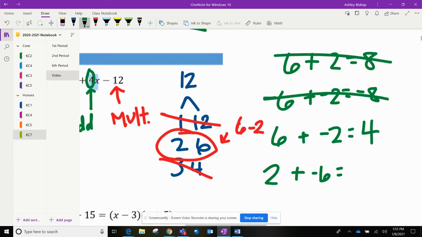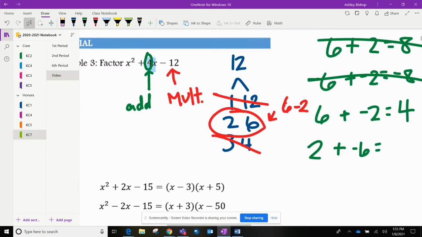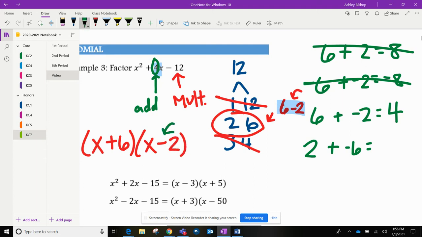So my two factors are a positive 6 and a negative 2, just like we kind of knew was going to happen. We always keep the sign in front, so this was a negative 2. A positive 6 would be x plus 6, and a negative 2 would be x minus 2. You always keep the sign in front, right? That makes it a negative 2. So these are my two factors.